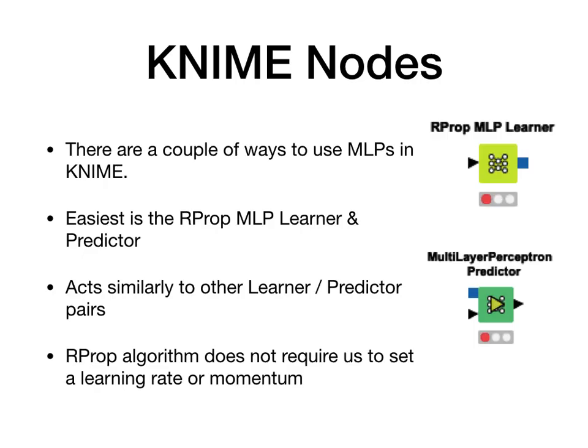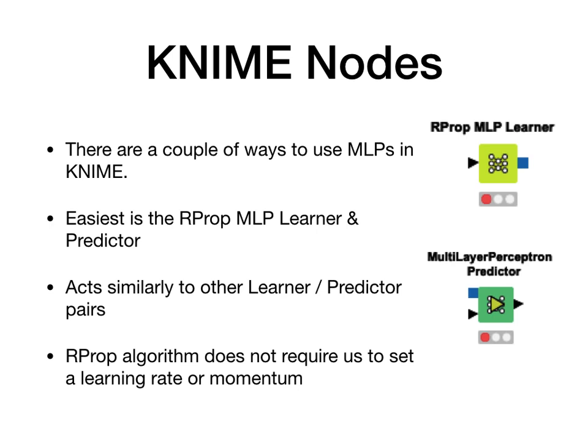There's a couple of different ways to use multi-layer perceptrons in KNIME. The easiest approach is just to use the RProp MLP learner. RProp stands for Resilient Propagation. And then there's a learner and predictor, just the same as we've done for most of the other classifiers. So your training set will go into the MLP learner, and then the model is output from the blue square, and then the predictor is used to make predictions.